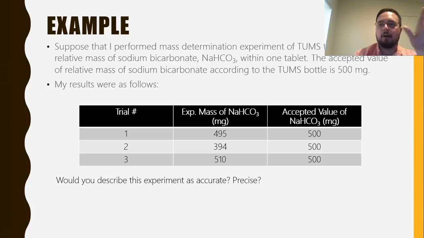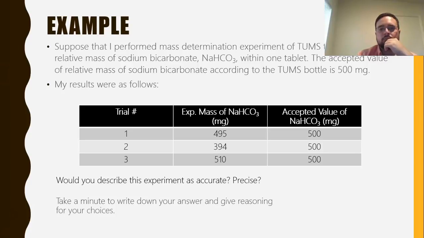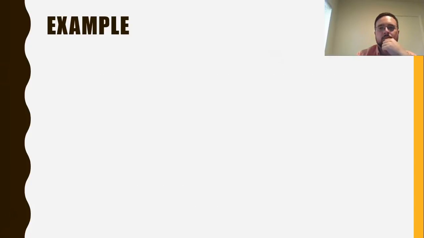So in this experiment, would you describe the experiment as accurate, precise? How would you describe it? Take a second and think about it, see what you can come up with. Again, just write down your answer, give reasons for your choices. That way we can discuss it in class further if we need to. All right, we'll leave that alone. We'll talk about that a little later, probably in class.